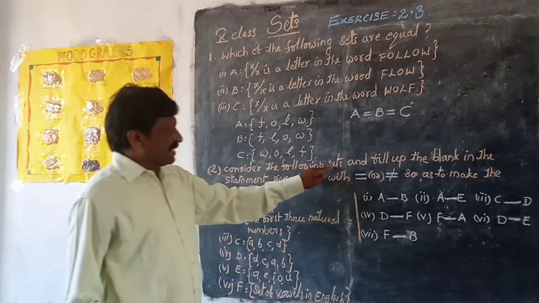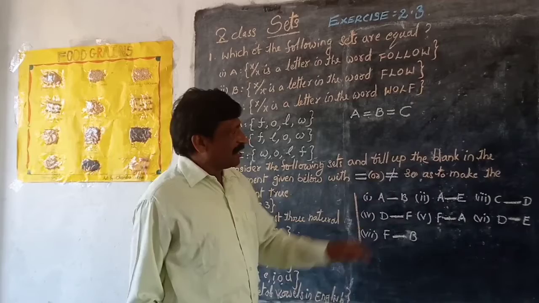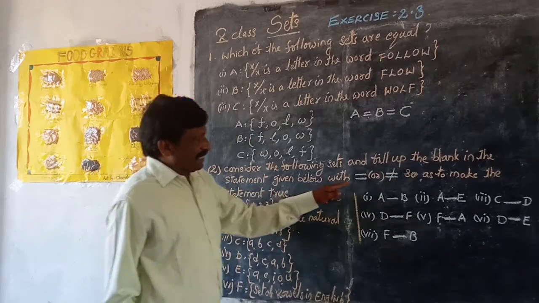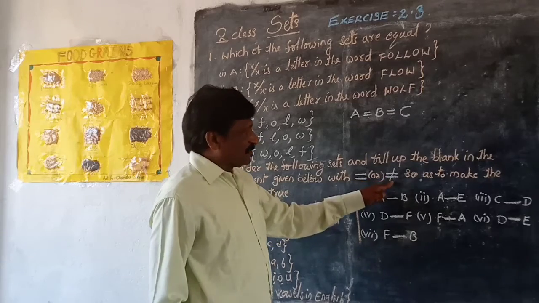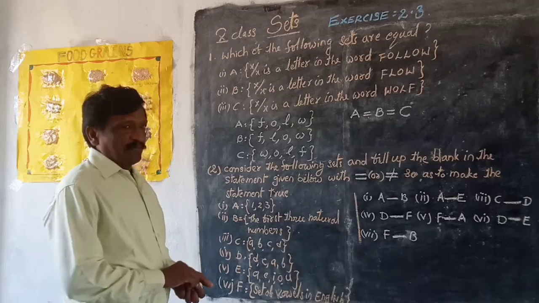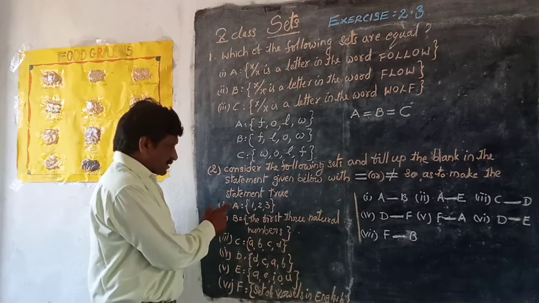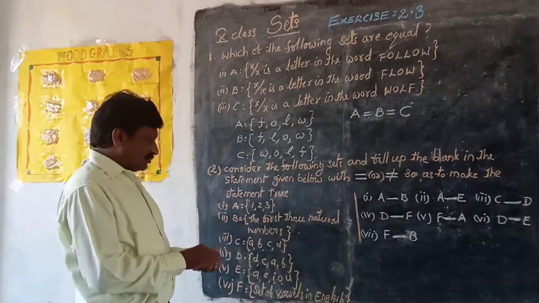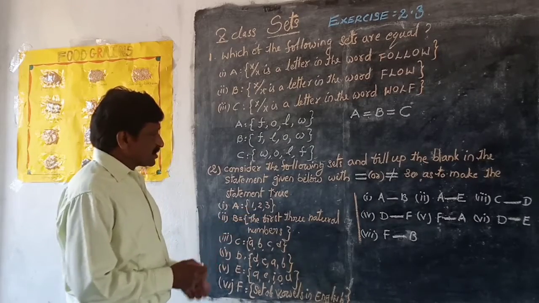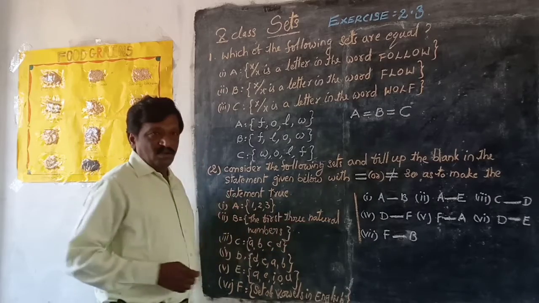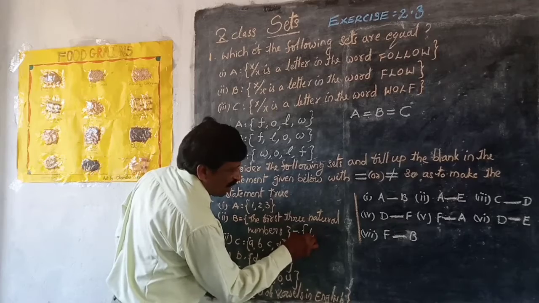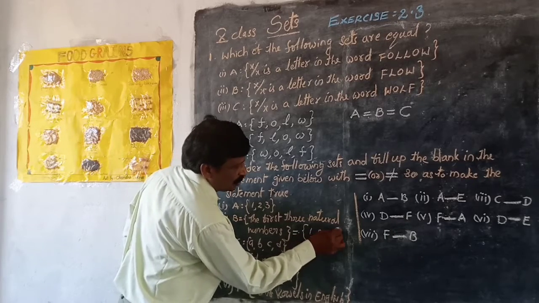Next, Roman 2. Consider the following sets and fill up the blank in the statement given below with is equal to or is not equal to so as to make the statement true. The sets are A: 1, 2, 3. B: the first three natural numbers. What are the first three natural numbers? 1, 2, 3.